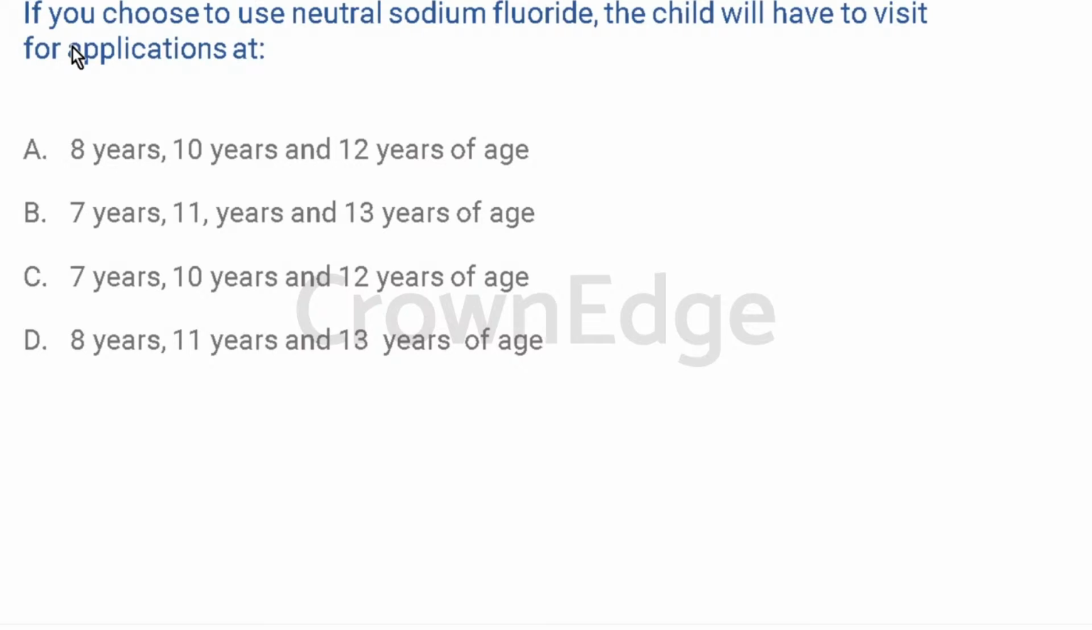7, 11, and 13 years, because these age groups basically tend to match with the time teeth are erupting. At 7 years, you would have had your mandibular incisors and maxillary incisors in place. Around 11 years, you're going to have all your premolars in place. And around 13 years, you're also going to have your second premolars and possibly your second molars in place, okay? So this is the best time for the child to receive neutral sodium fluoride applications.